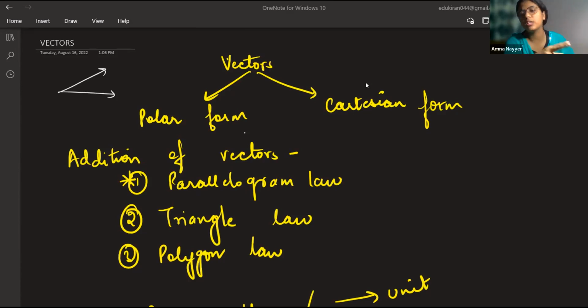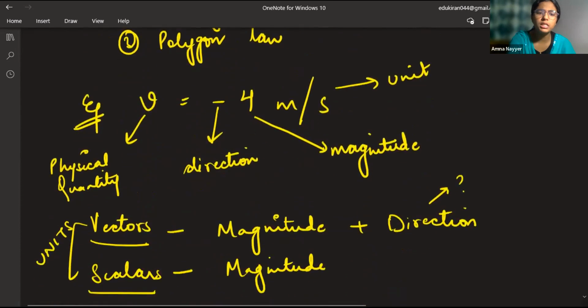You see these terms, or these will lead to the Cartesian form. And one polar form where you have an angle. Wherever you see two vectors making a certain angle, that is your polar form. So for addition, you have three laws: parallelogram law, triangle law, and polygon law. But most important is your parallelogram law. Just now you don't even have to see the derivations part, these are all not included.